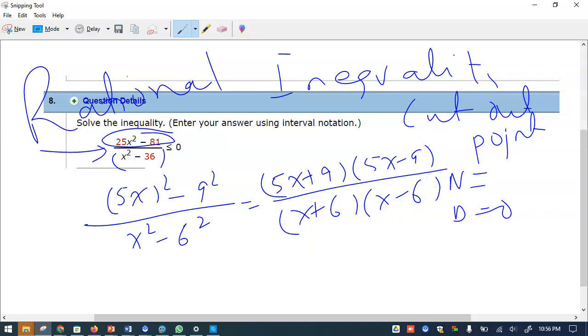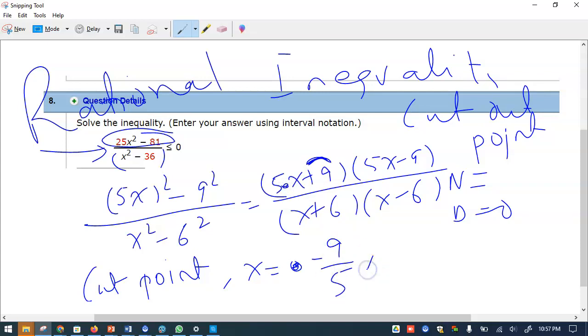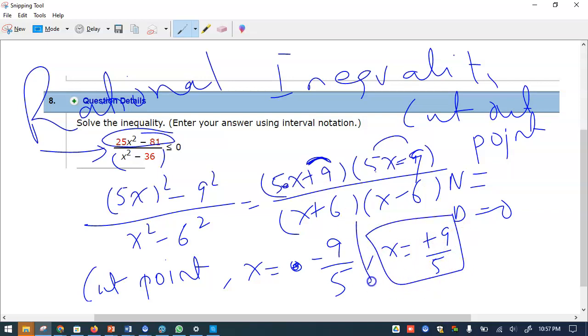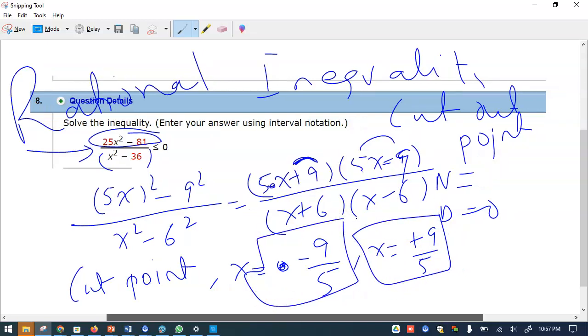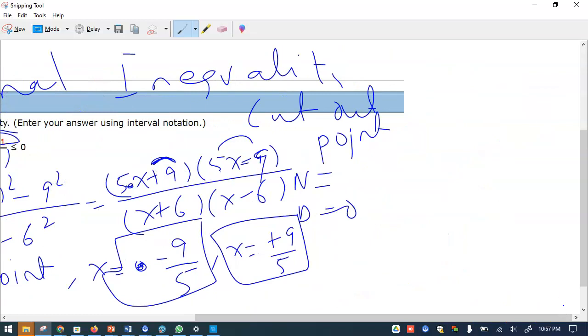And clearly the cutout points will be, if we check the numerator, when is the numerator zero? You do the opposite of plus 9, which is minus 9, and because 5 is divided, you write divide by 5. And in this case, you write x equals the opposite of minus 9, which is plus 9, and then divide by 5. So these are the main numbers. This is for the numerator. What about the denominator?